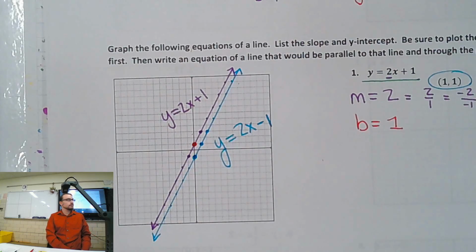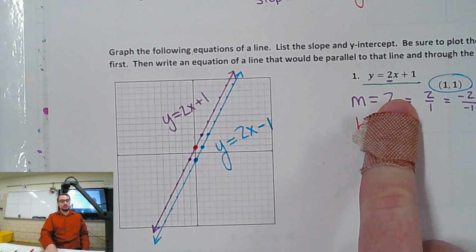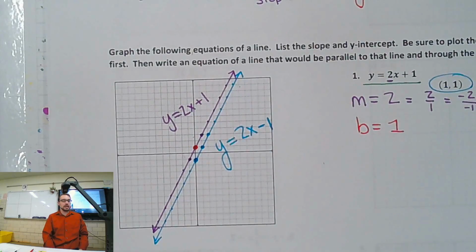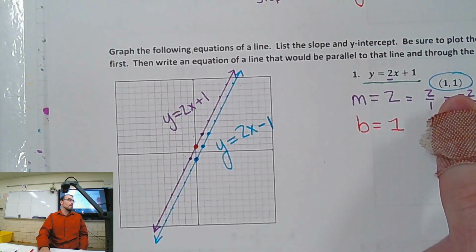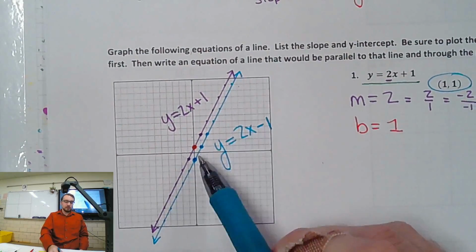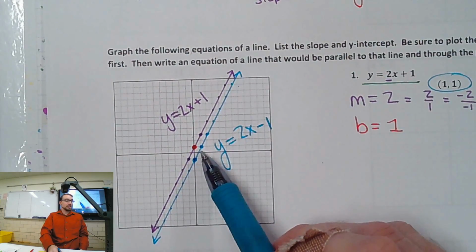How did you get 2 lines? Well, we were told to make one line, and I did that with that equation. And then the other directions say, make a line that is parallel to that and goes through the point they give you. So I plotted the point that they gave us, 1, 1. And then I used the same slope because it needs to be parallel, right?